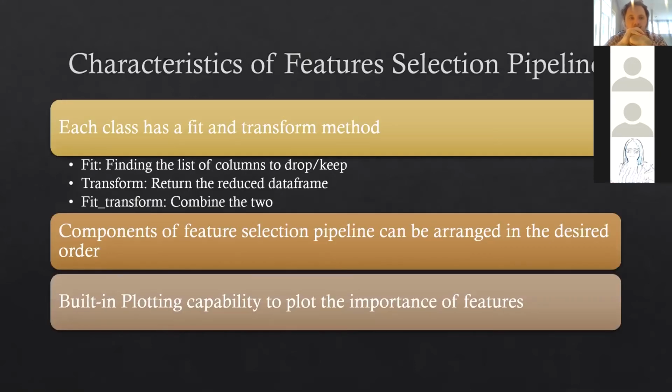So the feature selection pipeline has a class which has a fit and transform method. The fit method would find the list of columns to drop and keep, and transform would return the resultant data frame, and fit transform would combine them. Components of the feature selection pipeline can be arranged in any desired order, and I also made use of the built-in plotting capability to plot the importance of the features.